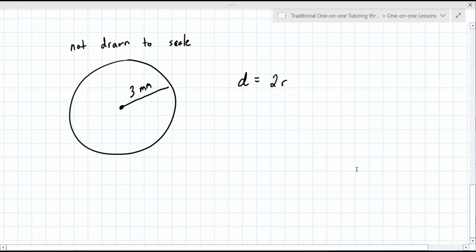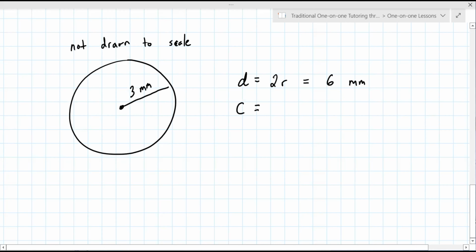Okay, so the radius is 3 millimeters. Can you tell me the diameter? What is the diameter then for this circle? The diameter of the circle right here. That's going to be 6. And what are the units? 6 millimeters. Okay. What is the formula for circumference, Sourish?